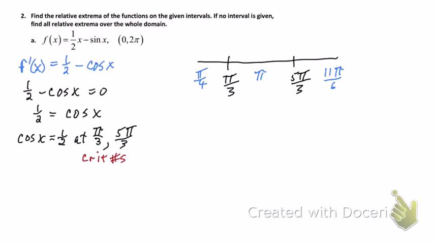Good question. Okay, so I plug pi over 4 into this thing right here. So I've got 1/2 minus the cosine of pi over 4. What's the cosine of pi over 4?